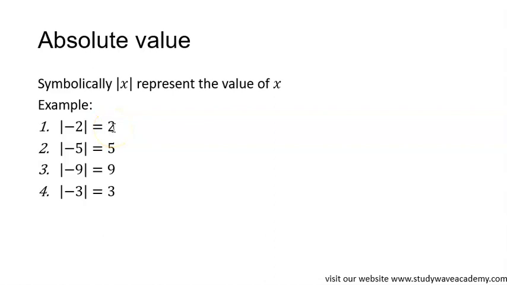Okay, this is not difficult. Just know that the absolute value of a number is the positive of that number. That is what it means. So the absolute value of 5 is 5. The absolute value of -9 is 9. The absolute value of -3 is 3. The absolute value of a number is the positive value of that number.